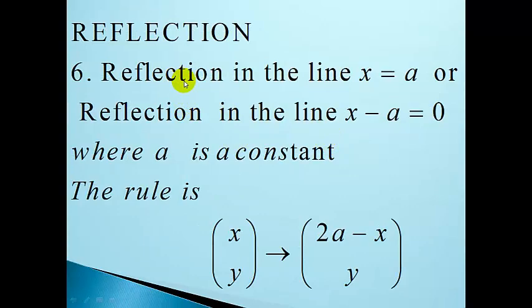Now we also have reflection in the line x equals a, or reflection in the line x minus a equals 0, where a is a constant. The rule is xy maps to 2a minus x, y. That is, the x coordinate now becomes 2a minus x, but the y coordinate remains the same. That is the rule for reflection in the line x equals a, or reflection in the line x minus a is equal to 0.